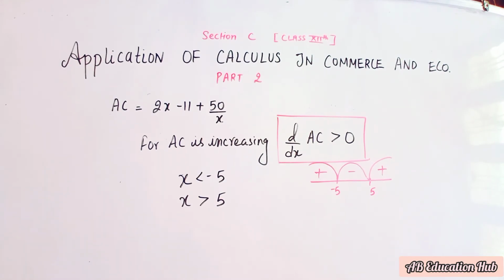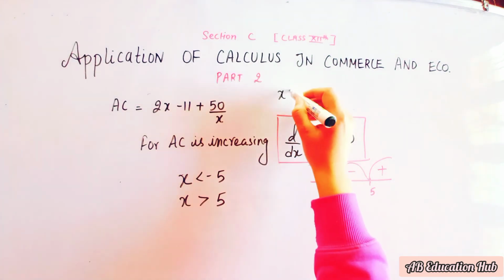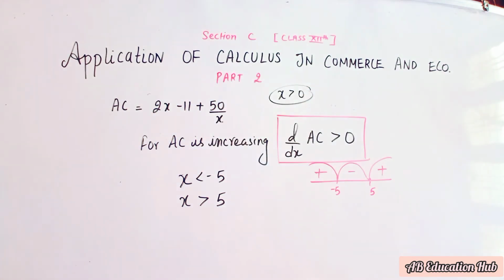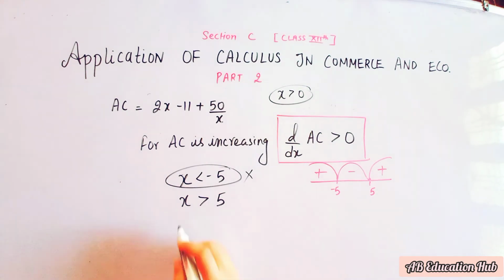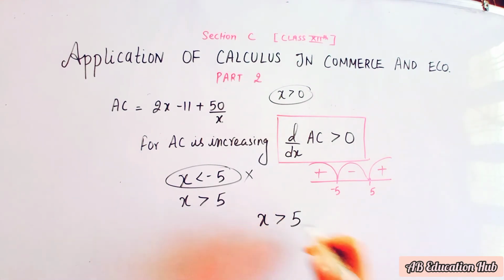And you all know that x is always greater than 0. That is, if we have to purchase any units, any number of units, it should be a positive number. So x should be greater than 0. It is a rule. So this case is neglected and the answer is x is greater than 5. Hence, the average cost increases when x has a value greater than 5.